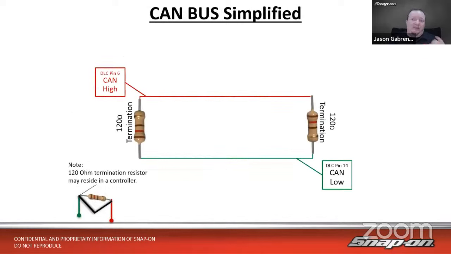So if we wanted to oversimplify a CAN bus, and like I said, this is a way oversimplification, but really just to get to understand kind of how it works. We have high and low, and then we have a 120 ohm termination resistor across. Very often, the 120 ohm termination resistor is going to reside in a controller. Sometimes it could just be a plug with a resistor in it.